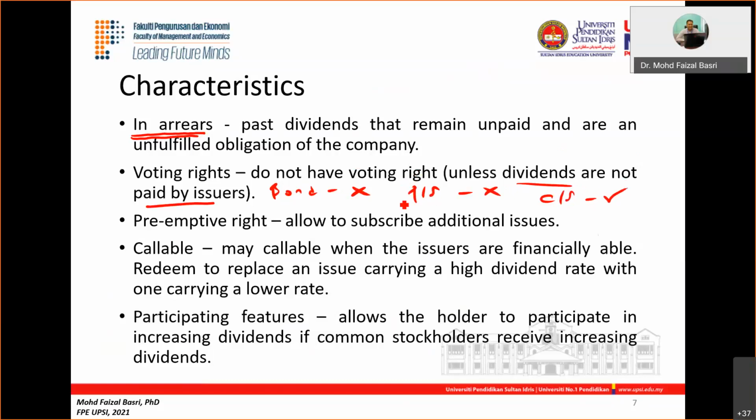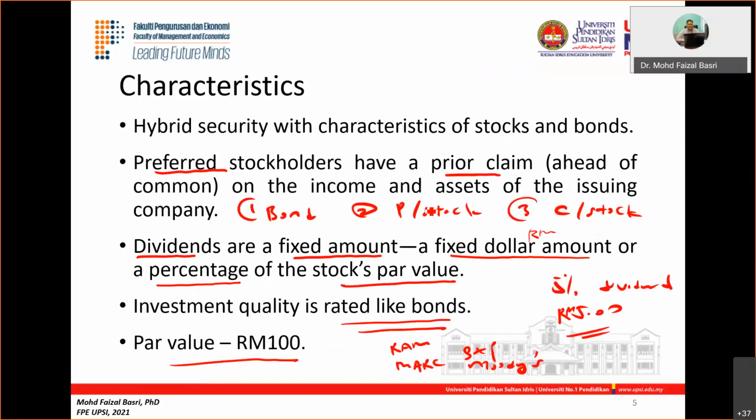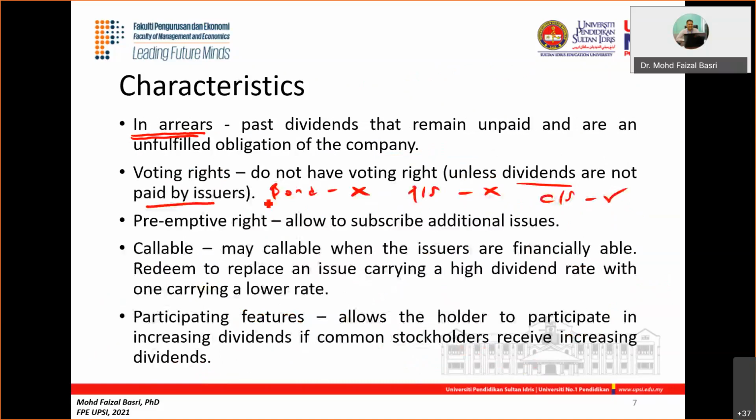So this is another comparison. If the question asks you to compare between bond, preferred, and common stockholders, first you can compare in the sense of the sequence, who is going to receive first in terms of priority of claims. Second, you can compare against the voting rights. Bond and preferred stocks are similar here, they don't have voting rights, but common stockholders do.